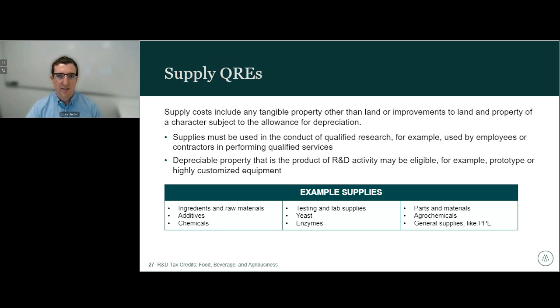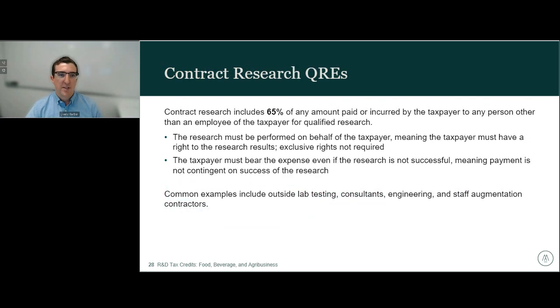All right, moving on to the next category, contract research. So this third category, contract research, includes 65% of costs that are paid to any person other than an employee for qualified research. So essentially looking at those third-party services. And for contract research to qualify, there's a couple of key criteria we look to make sure that we retain that benefit.